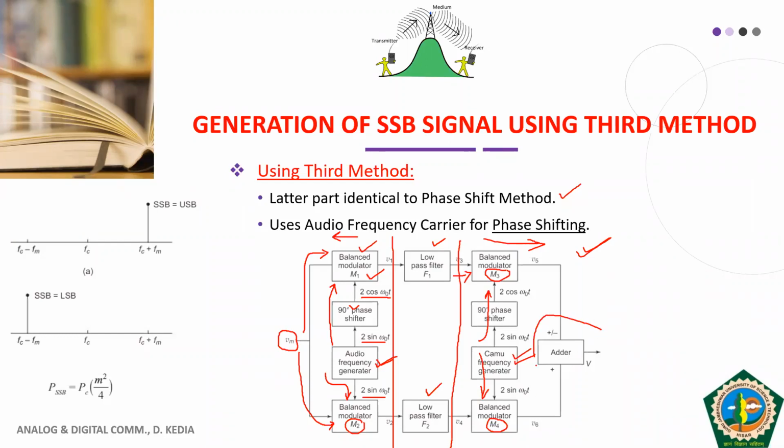Then we either add or subtract, depending on our requirement, whether we require the upper sideband signal or the lower sideband signal. I hope all of you have been able to understand up to this point. This will be further clarified in the next slide, where we will prove mathematically how we actually get the single sideband signal. So let us now move forward.